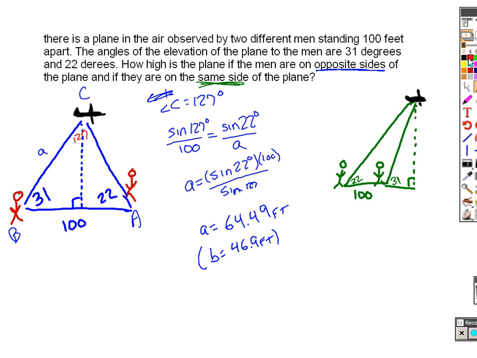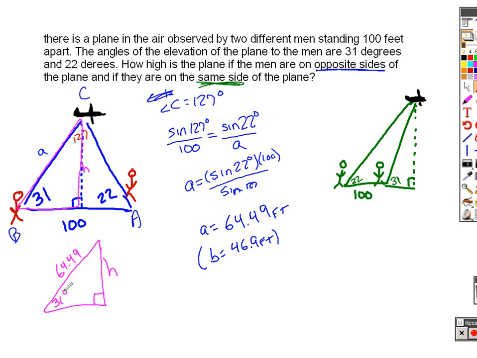So, what I now have is a right triangle, which I'm going to do in purple here to try to show you where this is. This right triangle, I'm going to draw it again down here. This right triangle that I have, we want to find this height. We want to find the height of the airplane. I know A is 64.49, and I know that this angle is 31.